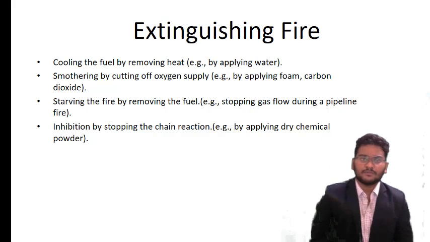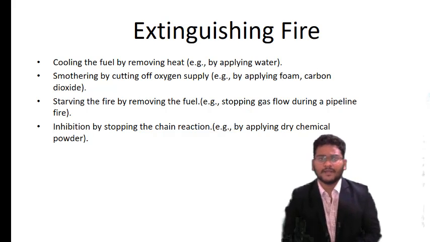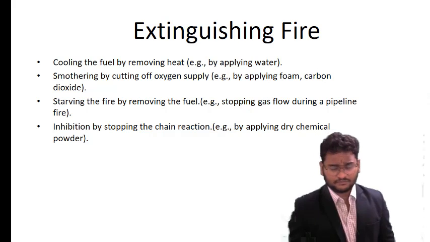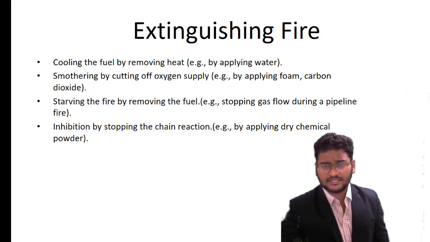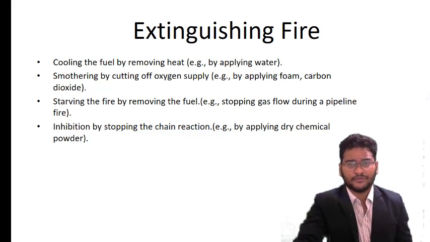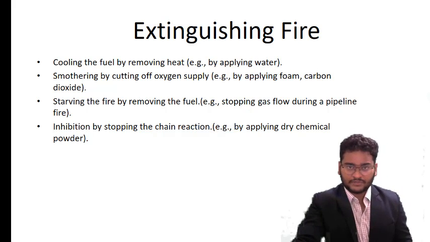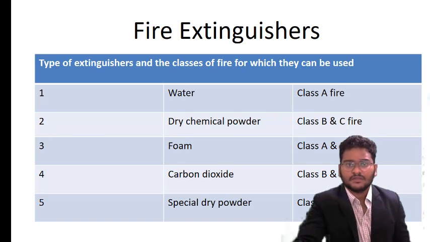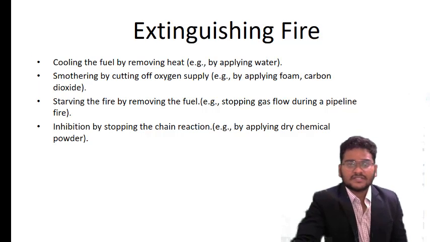First of all, we are cooling the fuel by applying water. Smothering means we are applying foam or carbon dioxide. Starving means we are cutting the supply of fuel. The final one is inhibition of the chemical reaction. We cut the chain reaction by applying dry chemical. So this is the extinguishing of fire.